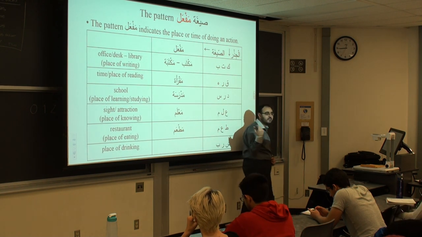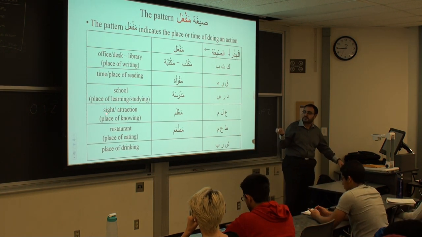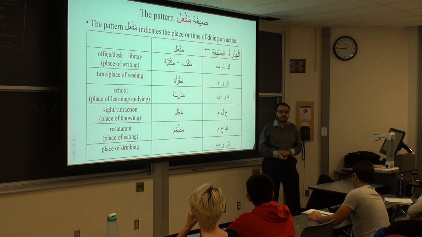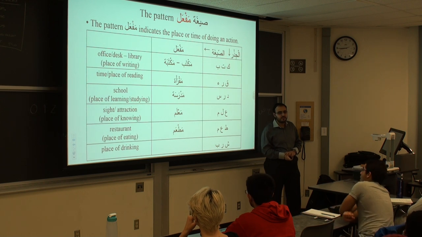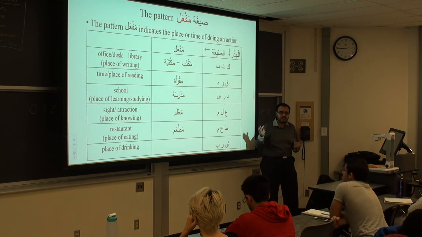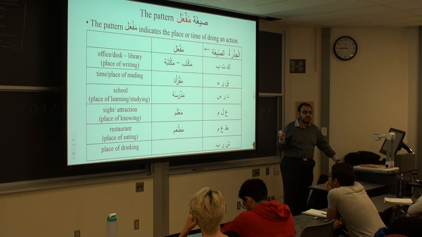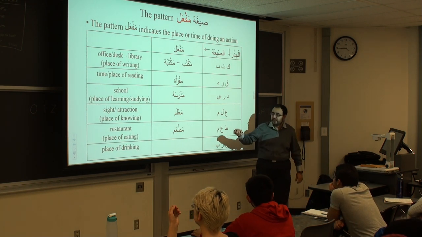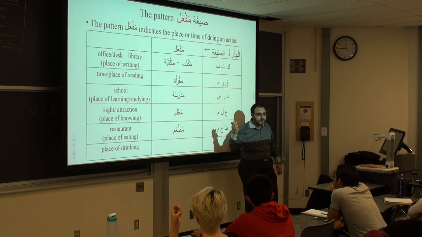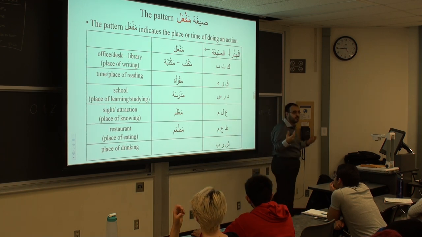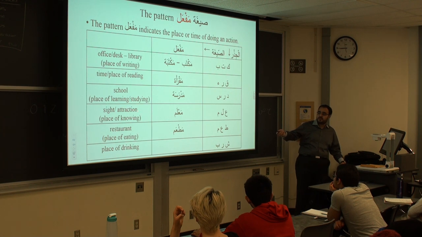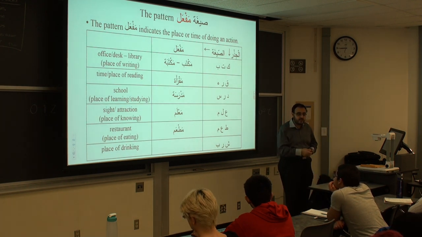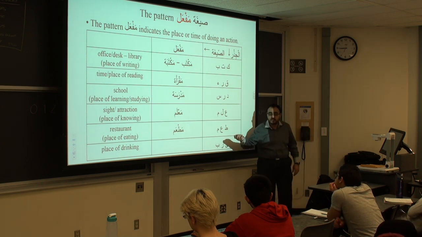So what's the semantic relationship here between sight or attraction and the place of knowing? Any guesses? This is not a very difficult one to get. Yeah, exactly. By going to a site or attraction, you're acquiring new knowledge. You're getting new information. So that's why a site or attraction has been called ma'alam, literally the place of knowing. Next one.